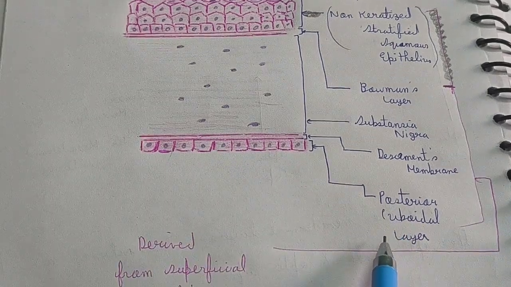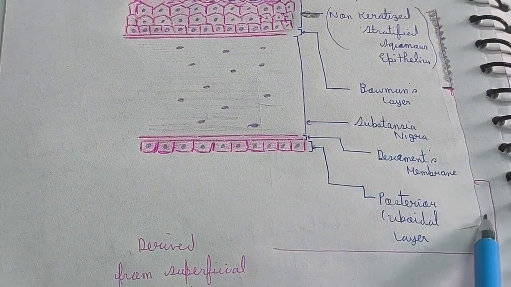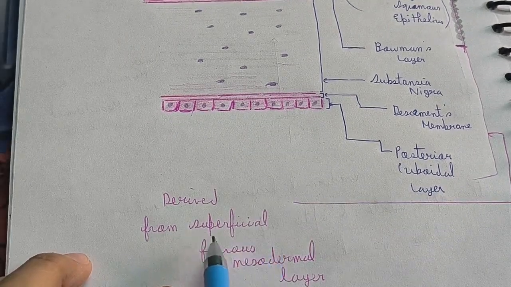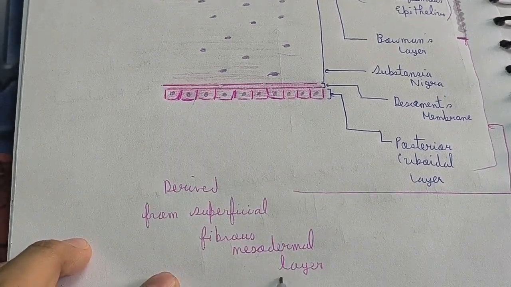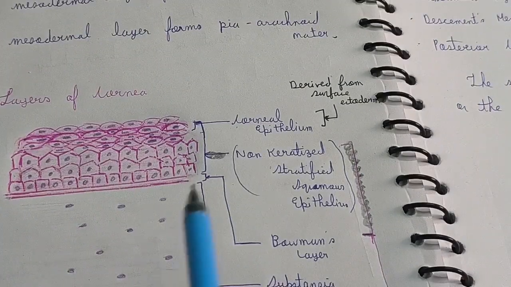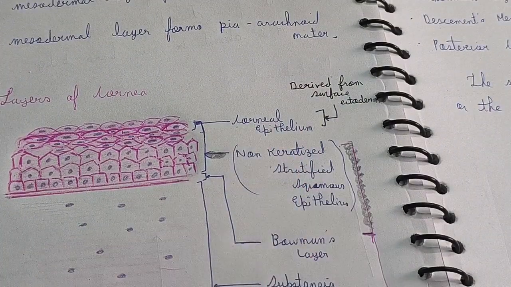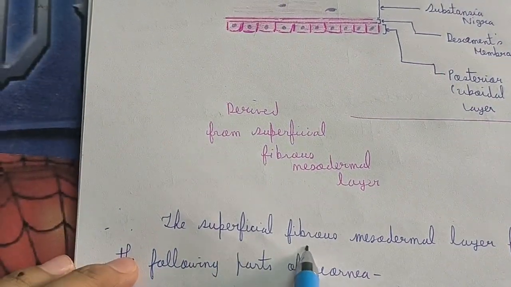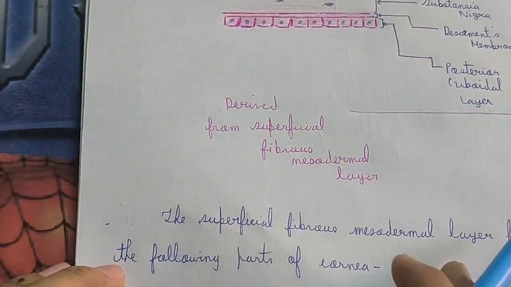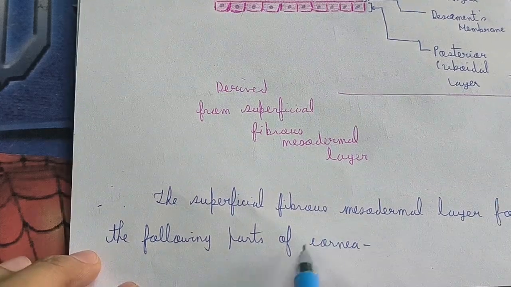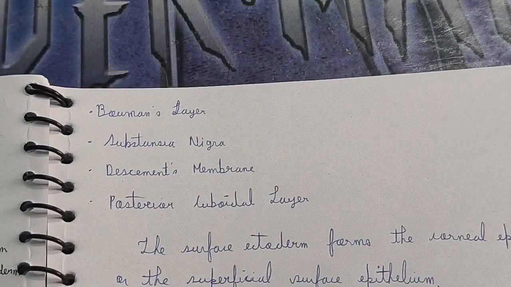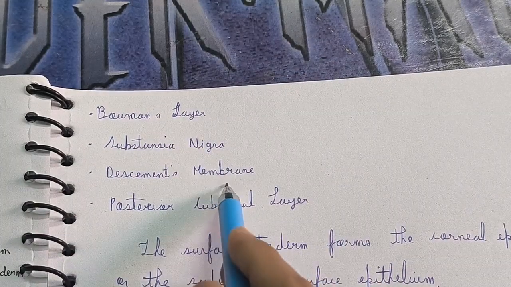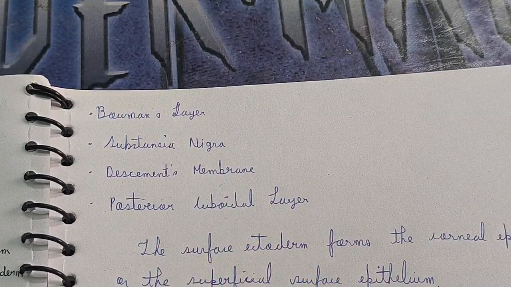membrane, and posterior cuboidal epithelium, all these 4 structures derive from a single layer, which is the superficial fibrous mesodermal layer, whereas the corneal epithelium derives from surface ectoderm. So therefore I have written that the superficial fibrous mesodermal layer, or superficial fibrous mesenchyme, forms the following parts of the cornea: Bowman's layer, substantia propria, Descemet's membrane, and posterior cuboidal epithelium.